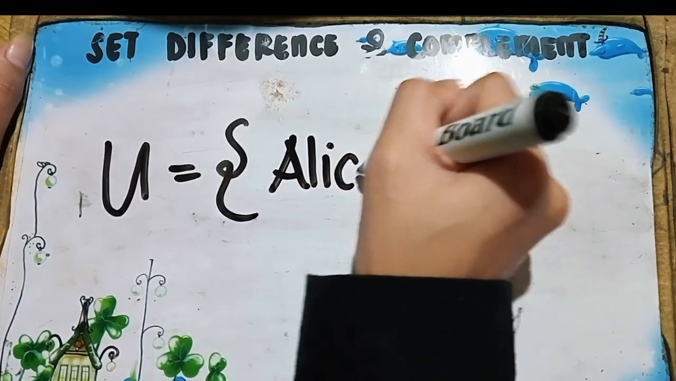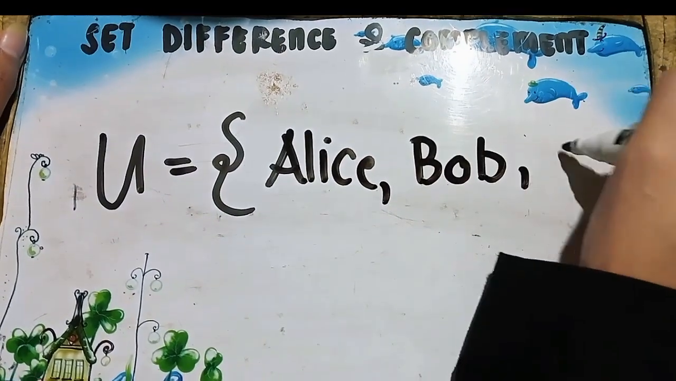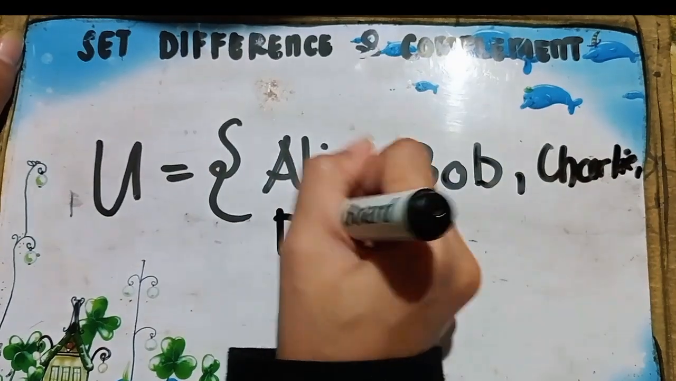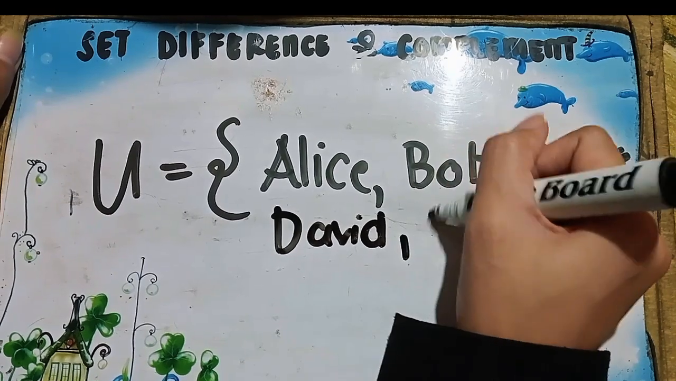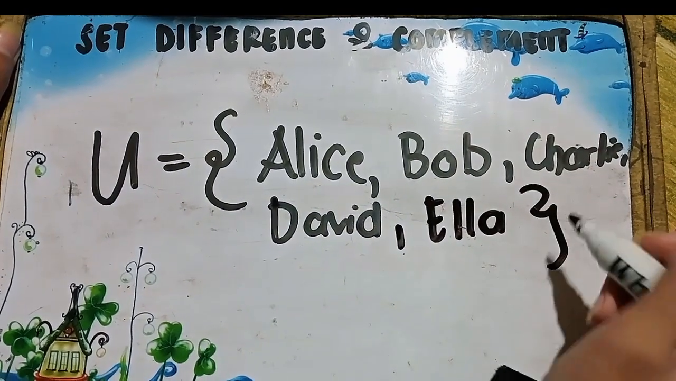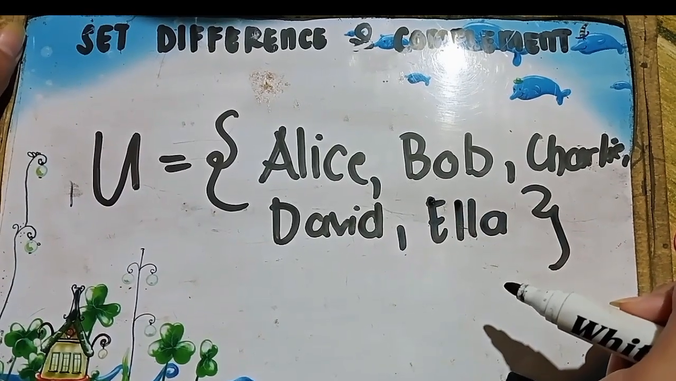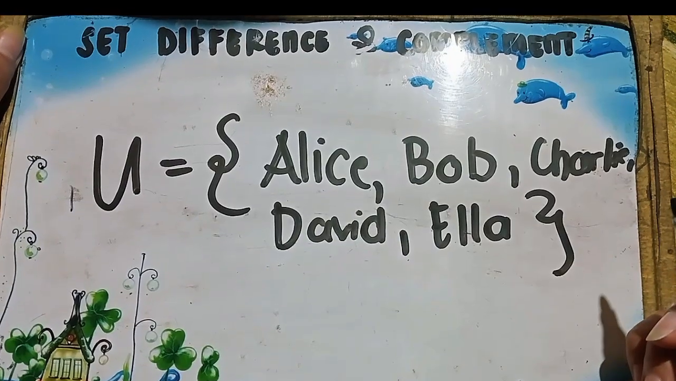Alice, Bob, Charlie, David, and Ella. So any group we define, like students in a basketball team or a math club, will be a subset of U.